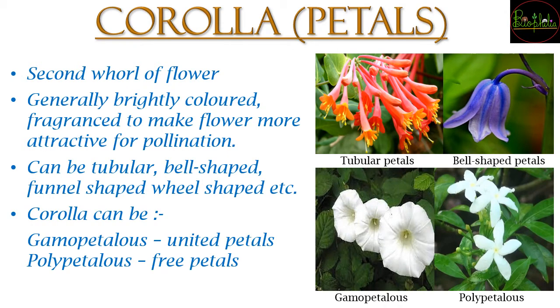The second whorl of the flower is going to comprise the corolla. The members of the corolla are called petals, and corolla is the second whorl of the flower. Generally the corolla whorl and its petals are going to be brightly colored. These are going to be very fragrant, meaning the fragrance that comes from flowers comes from the petals. So petals are very much fragrant and brightly colored, and all this is for the purpose of attraction.